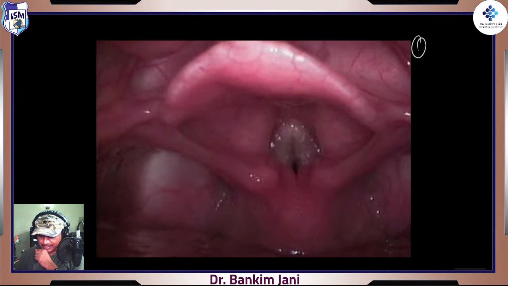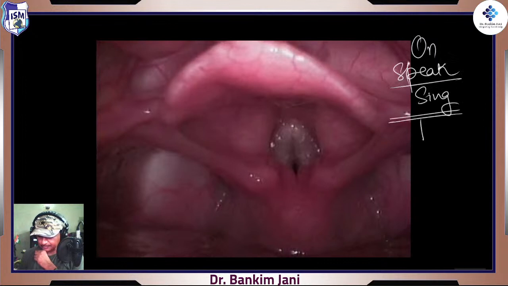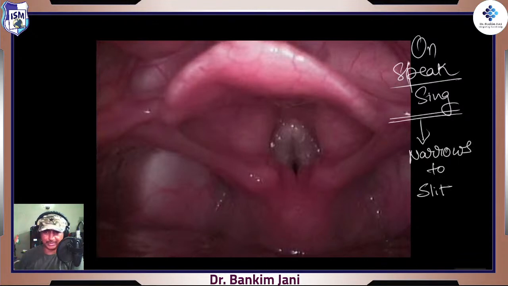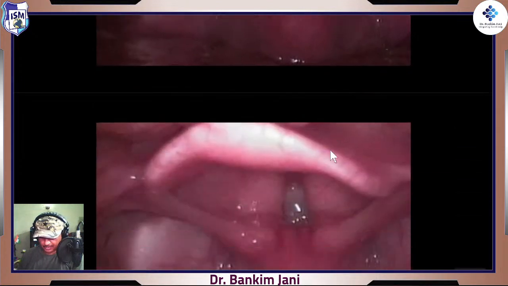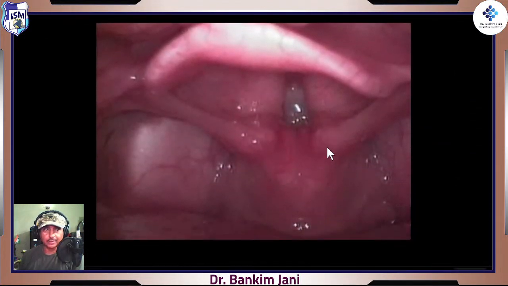So on speaking, when you speak, right, or when you sing, it is slit-like, right? It narrows down to a small slit through which the air is passing. And this is when you hold your breath. At that point, it is absolutely shut off, right? So it closes.